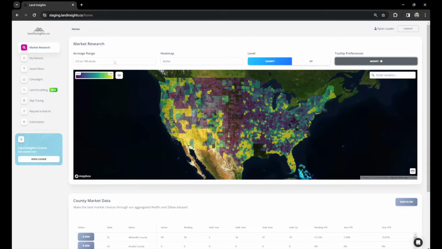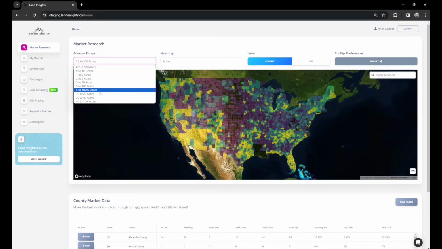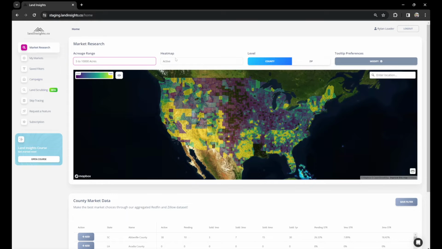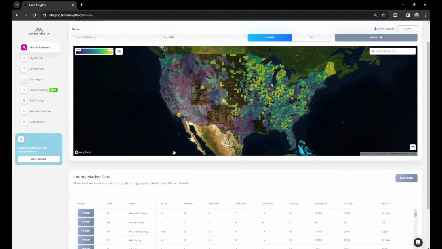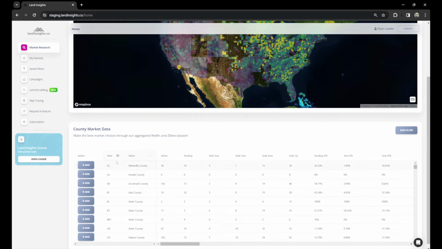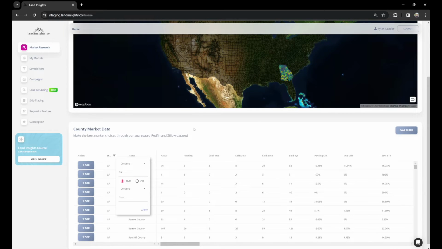Now I'm going to set my acreage range, 5 to 10,000 acres. And we're going to heat map 6 months sell-through rate. That's usually the best indicator of high demand. So let's set our state to Georgia. Clicking contains GA, initials for Georgia. Apply, we've heat mapped Georgia now.